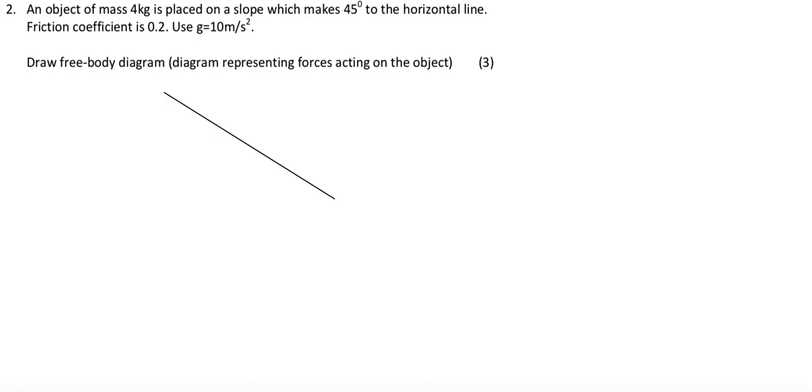And in this case, the object experiences three forces. It is gravitational force vertically downward, normal reaction force perpendicular to the slope and shorter than gravitational force, and frictional force which acts opposite to the direction of motion. Direction of motion is down, so frictional force acts along the slope up.